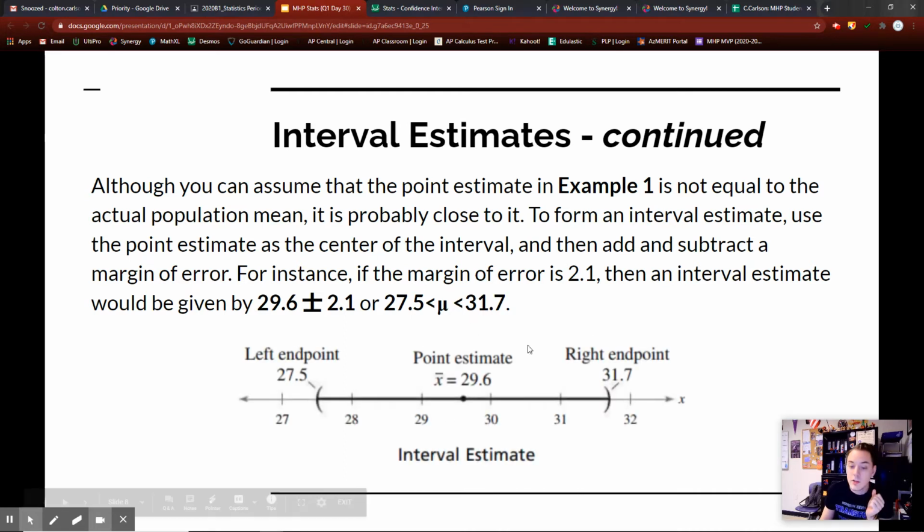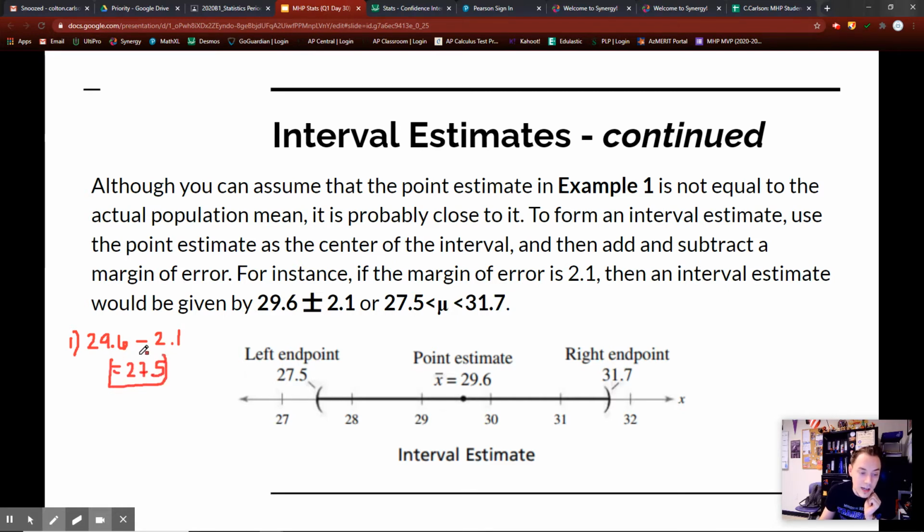So where did I get these numbers? How do I get those numbers? Well, I do a couple of arithmetic operations, of course. I can take 29.6, my point estimate, minus 2.1. This gives me 27.5, which is exactly what I have here. Then I can also take 29.6 plus 2.1, and this gives me 31.7, which is exactly what I have here.